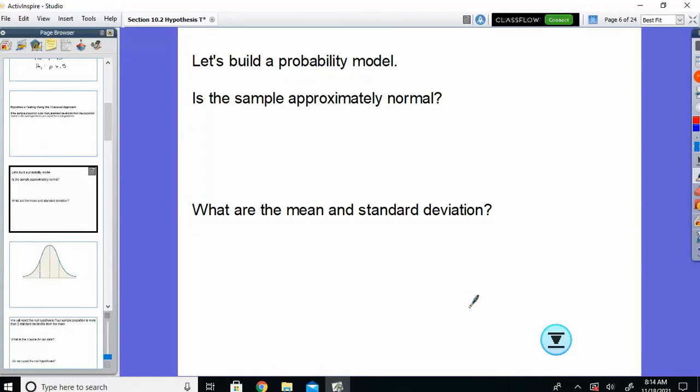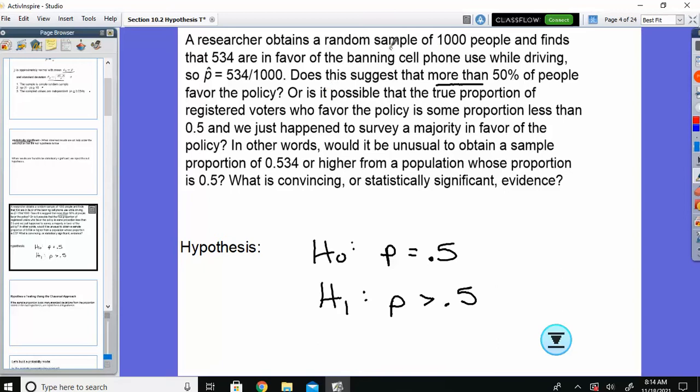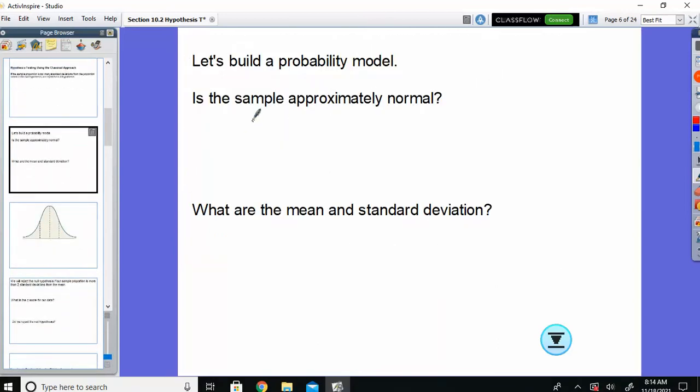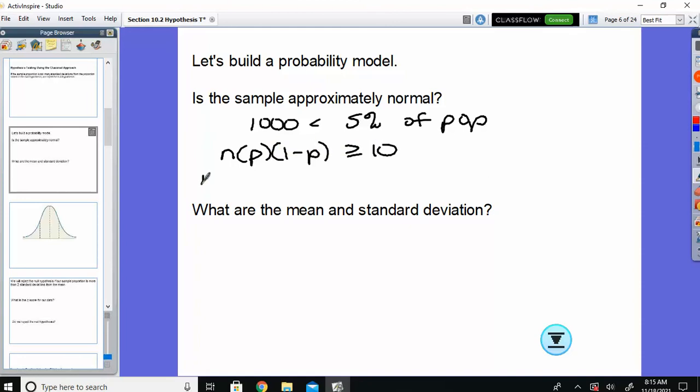So if we're going to do this, first thing we have to do is make sure it is normal. So we have to check our criteria. My sample has to be less than 5% of the population. What was my sample? 1,000. Is 1,000 less than 5% of all registered voters? Okay. And then my second thing, we need n times p times 1 minus p to be greater than or equal to 10. So my n was 1,000. My p, that's the p that we're testing, so that's the 0.5. 1 minus 0.5. Should be 250, right? And that's greater than 10, so it checks. So what that means, I checked my criteria, it's normal.